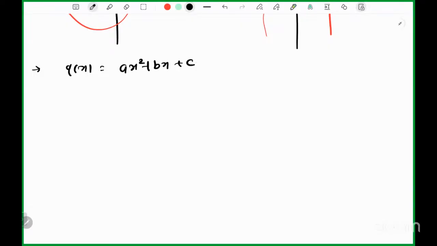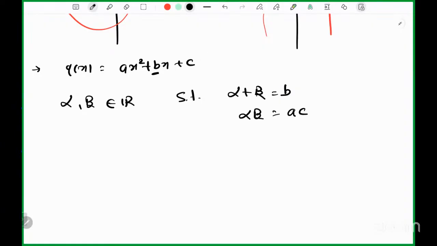Okay, so then you will find two numbers. Suppose alpha and beta are two real numbers. You will find two real numbers in such a way that their summation, alpha plus beta, will become b, and their product will become a into c. Someone may recall these methods; in place of a, if you have one, then it's only c.